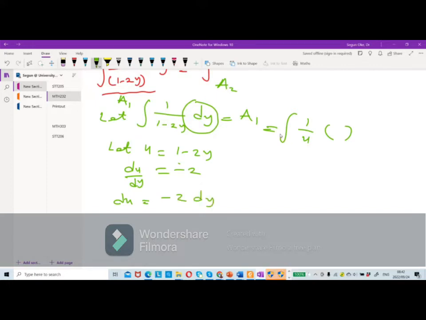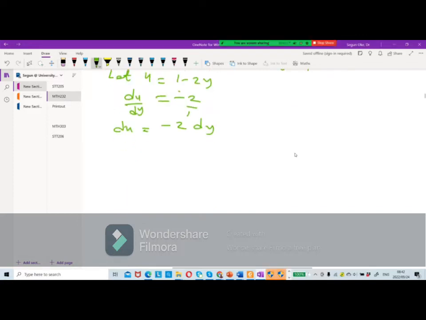Cross multiply. When you cross multiply here, what do you have? U equals -2 dy. And my target is y, because I want to substitute y here in form of U. So what I do is just go ahead and divide both sides by -2. So this one will go with this. So my dy will be equal to -1/2 du.